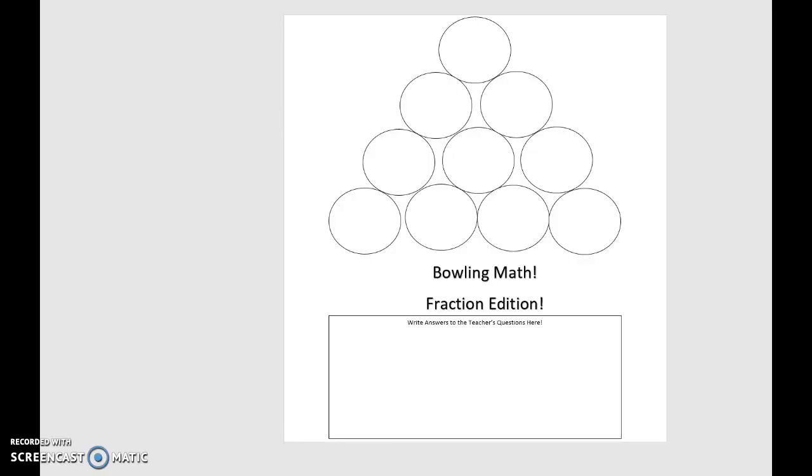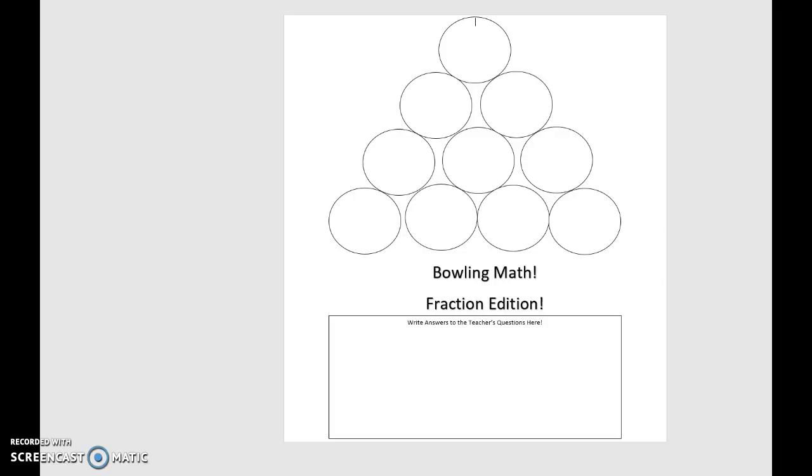Today we are just going to go over a basic outline of what a bowling math lesson plan for fractions would look like. As you can see, this is the worksheet that we'd be using. It has 10 circles in it in the formation of bowling pins and a little note at the bottom. For the beginning of the lesson, we're going to go ahead and discuss prior knowledge and things like that.